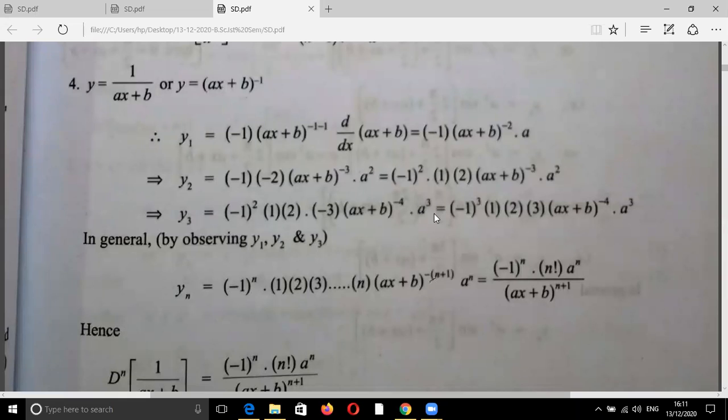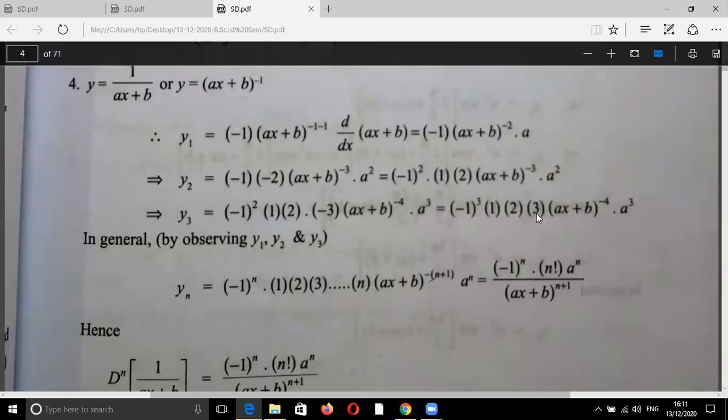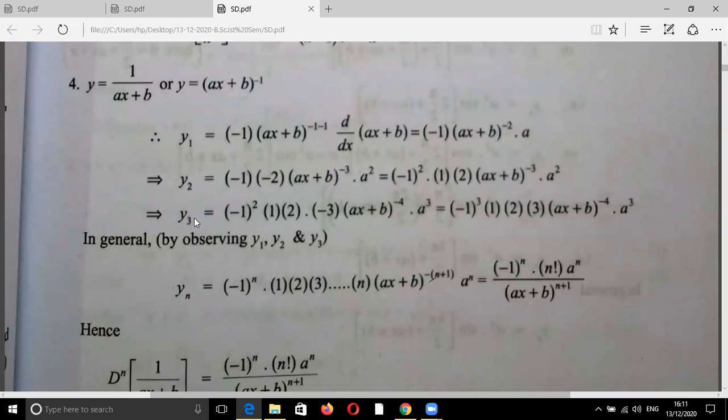Okay, now again you take here minus 1, you take it as common from each bracket. Here you get minus 1 cube, 1 into 2 into 3 into (ax plus b) to the power minus 4 into a cube. Okay, now you got y1 here, this is y1, and this is y2, and this is y3. Now just like here you see, y3 is there. Wherever that 3 is there, you have replaced it by n, so that you get the nth one. Here y3 is there, you are writing yn.